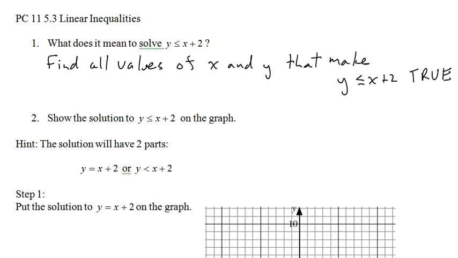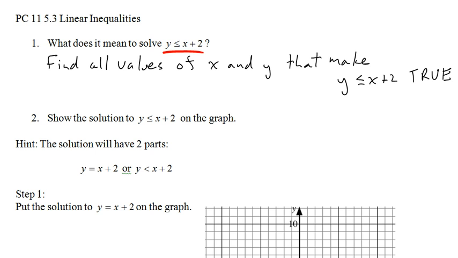Hi, and welcome to our third lesson on inequalities. This is probably the easiest lesson in the unit. And we're going to be looking at solving inequalities that look like this. And same as usual, we'll be looking for all values of x and y that make that true.